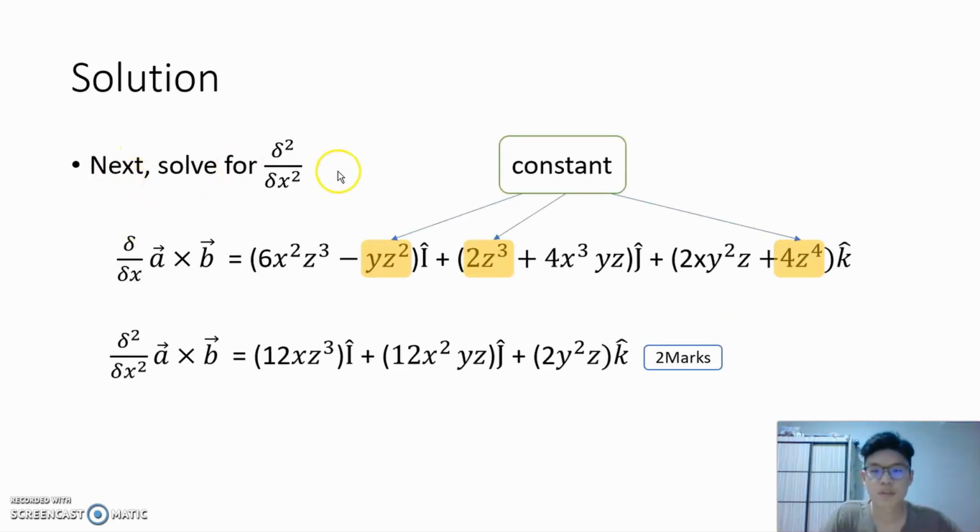And then next, we solve for the second partial differentiation relative to x. So this is the result of the first partial differentiation. Then we find that yz squared, 2z cubed and 4z to the fourth are constants, which will be 0 after using the second partial differentiation relative to x. So we will get the result 12xz cubed for i, 12x squared yz for j and 2y squared z for k.